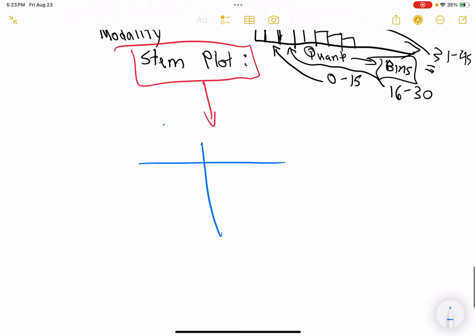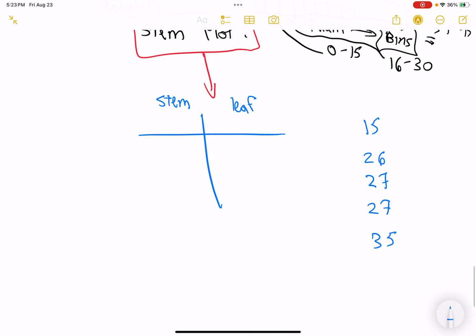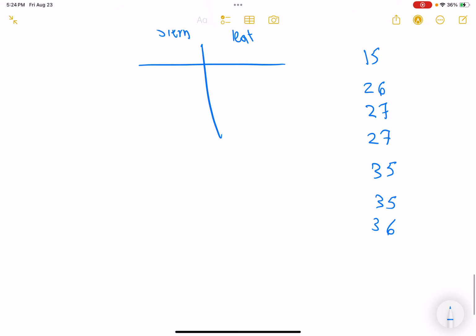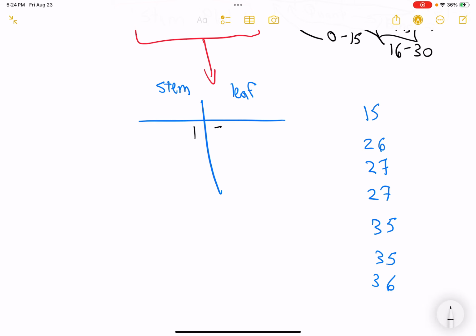Okay, there is the stem side and there is the leaf side. I'm going to pick some values. Okay, let's say 15, 26, 27, 27. And let's say 35. Okay. Now, if we go through, and actually, let me also do 35, 35, 36. Okay. If we go through and go to label this stem and leaf plot, it would look something like this. Just like that.